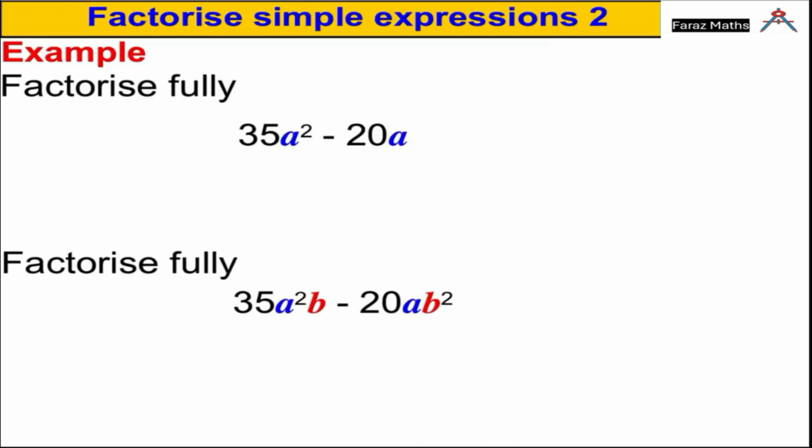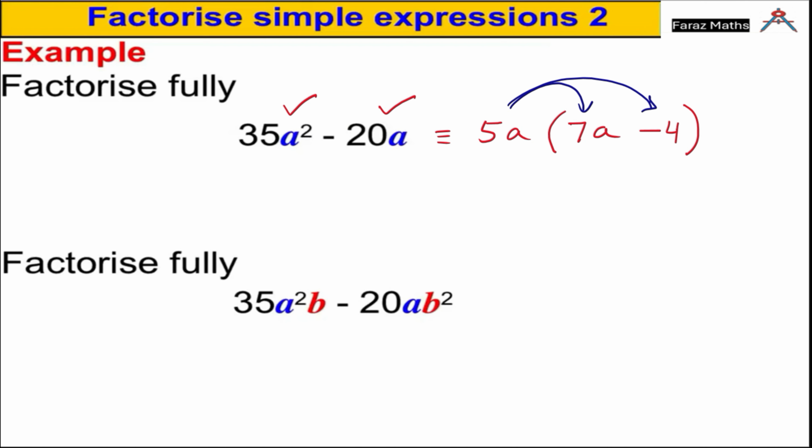Okay, coming to the next. Factorize fully 35a square minus 20a. So here in between 35 and 20, 5 is the HCF. In between a square and a, a is the HCF. Then make the bracket. 5a times what will give you 35a square? 5a times 7a will give you 35a square. 5a times minus 4 will give you minus 20a. You can double check it also. 5a times 7a, 5 times 7 is 35, a times a is a square. 5 times minus 4 is minus 20, and then you have to write a also because there is a with 5.